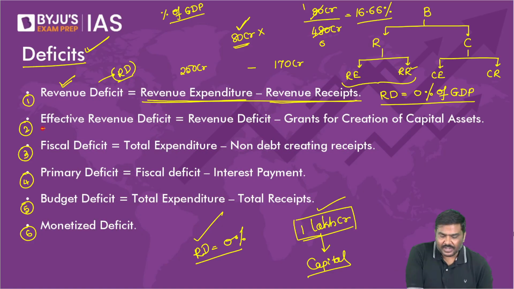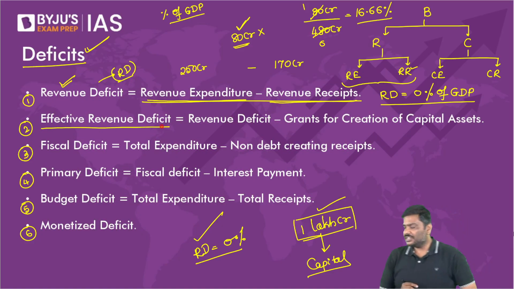Can we go to the second one now? Effective revenue deficit. Let me know. Can we go to the second one? Effective revenue deficit. Anybody has a difficulty in RD? Let me know. All these are very important. These concepts are important now. Okay. Second one. Explain once again.